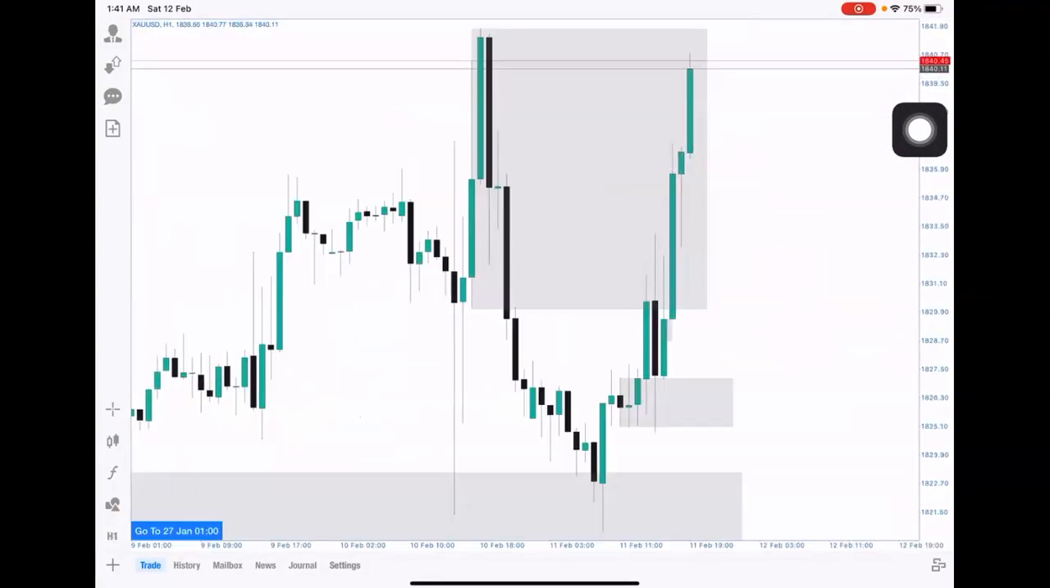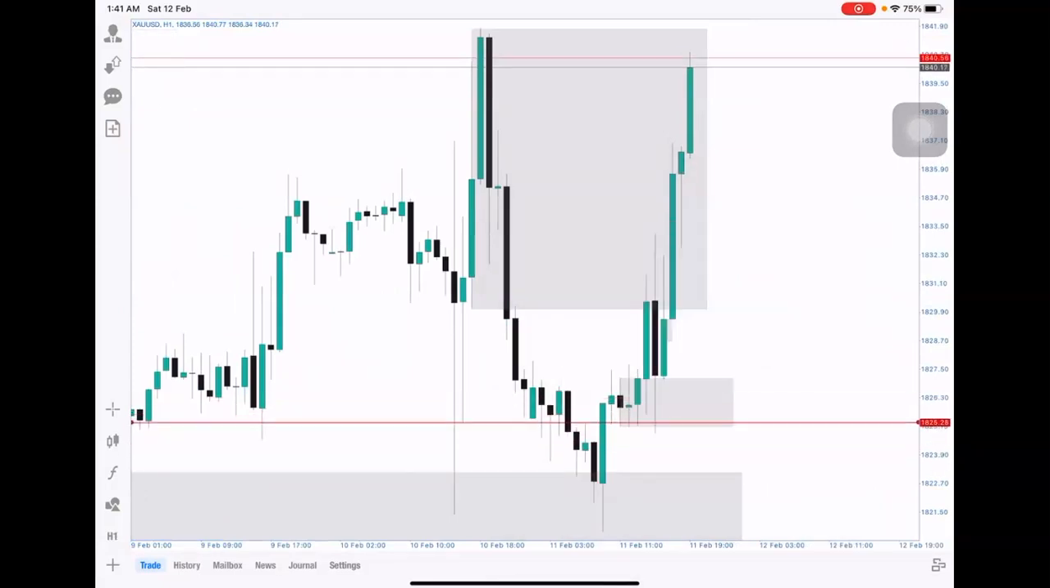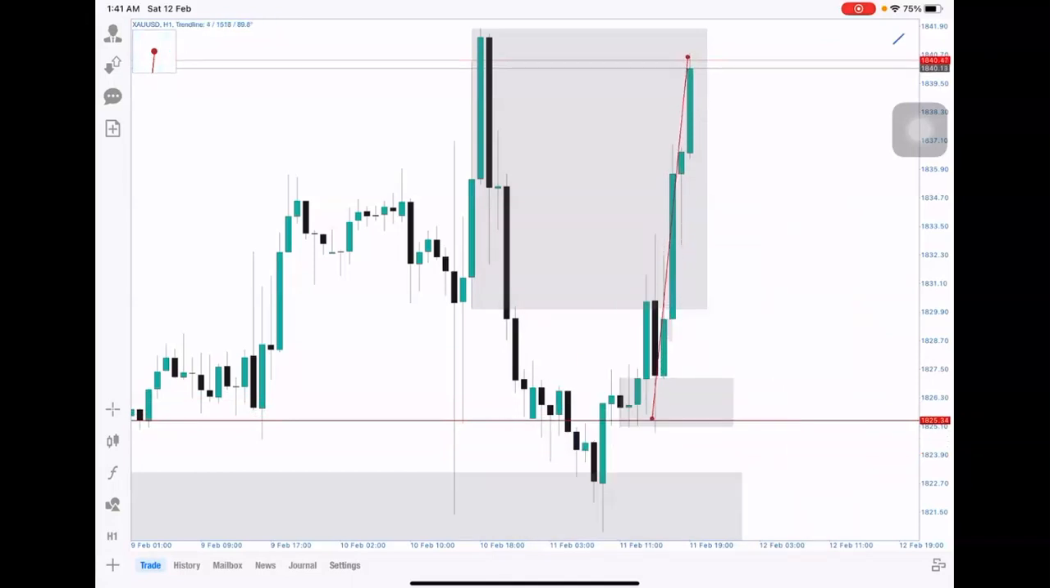So if you're able to entry over here, somewhere around here maybe, you have about 150 pips. Alright, so very simple.